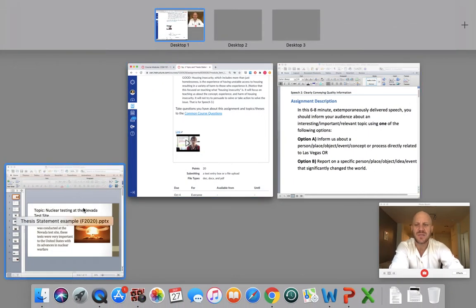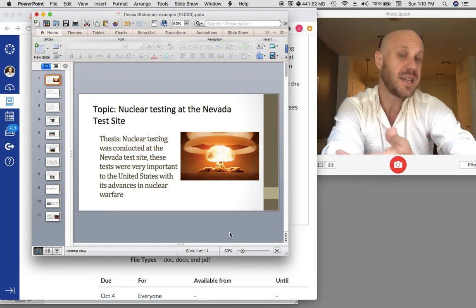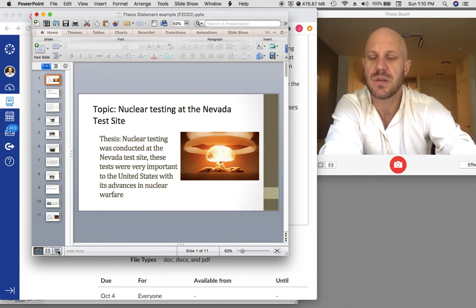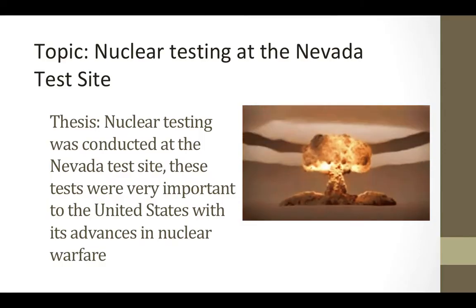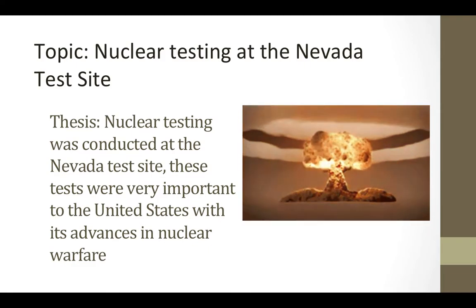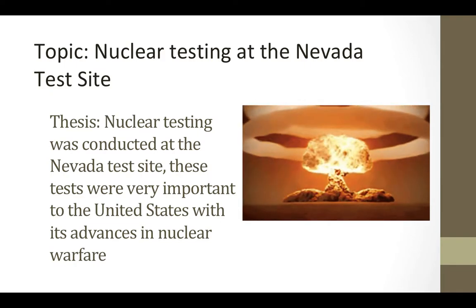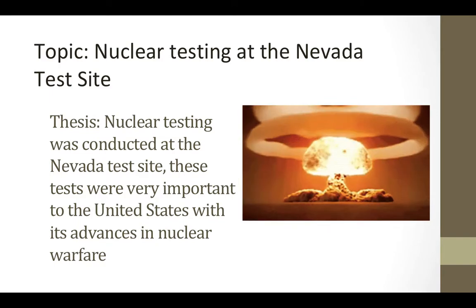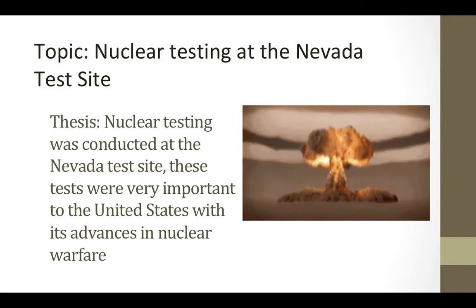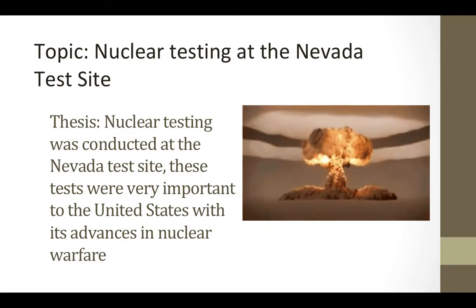I want to spend the rest of this video showing you different examples and discussing those examples. These are based on previous student speeches and work. Here's an example of what a student turned in. Topic: nuclear testing at the Nevada test site. Okay, that seems clear enough to me. The thesis statement: nuclear testing was conducted at the Nevada test site, comma, these tests were very important to the United States with its advances in nuclear warfare.